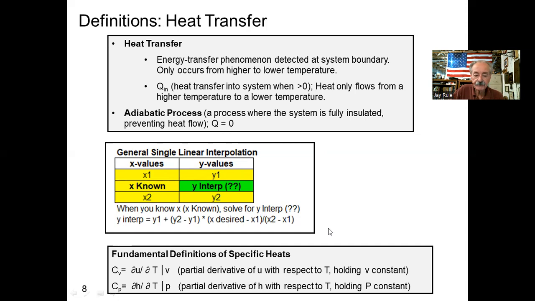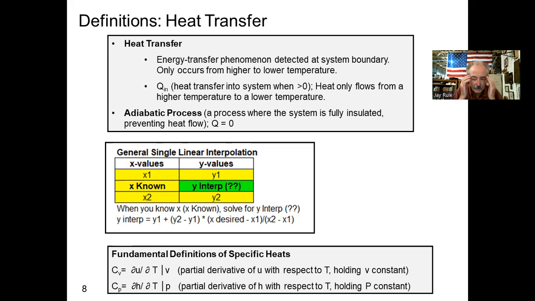You should know the fundamental definition of specific heat. C sub P and C sub V are partial derivatives. In this course, we don't do anything numerically with these partial derivatives. What we pray for is an ideal gas, where properties depend on temperature only. That's what enables us to transform those partial derivatives into ordinary derivatives.